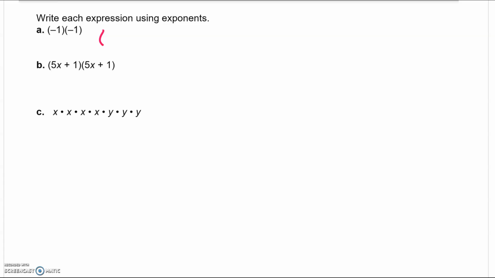All right, now that you've practiced a little bit, let's look at them. This first one, our base is -1. There's 2 of them, so to the second power. Our next one is 5x plus 1 times 5x plus 1. So our base is that whole thing, 5x plus 1. And there's 2 of them, so to the second power. Next one, we have some different pieces. We have x's, so we have a base of x to the fourth power because there's 4 of them. And we have y's, there's 3 of them, so y to the third power.